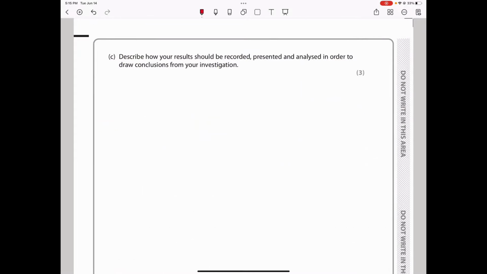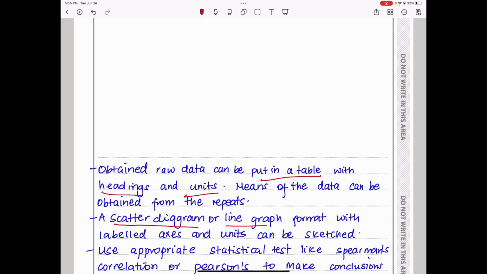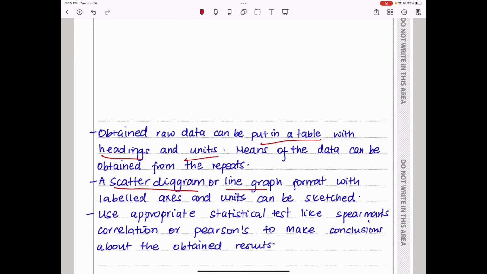Describe how your results would be recorded, presented, and analyzed in order to draw conclusions from your investigation. So here, after we obtain our results, they are going to be mean values because we are going to do repeats at each concentration of ABA and find the mean value. So we'll get those mean values and tabulate them in a table, and the table should have headings and units. Then, referring to the table, we will draw a graph.